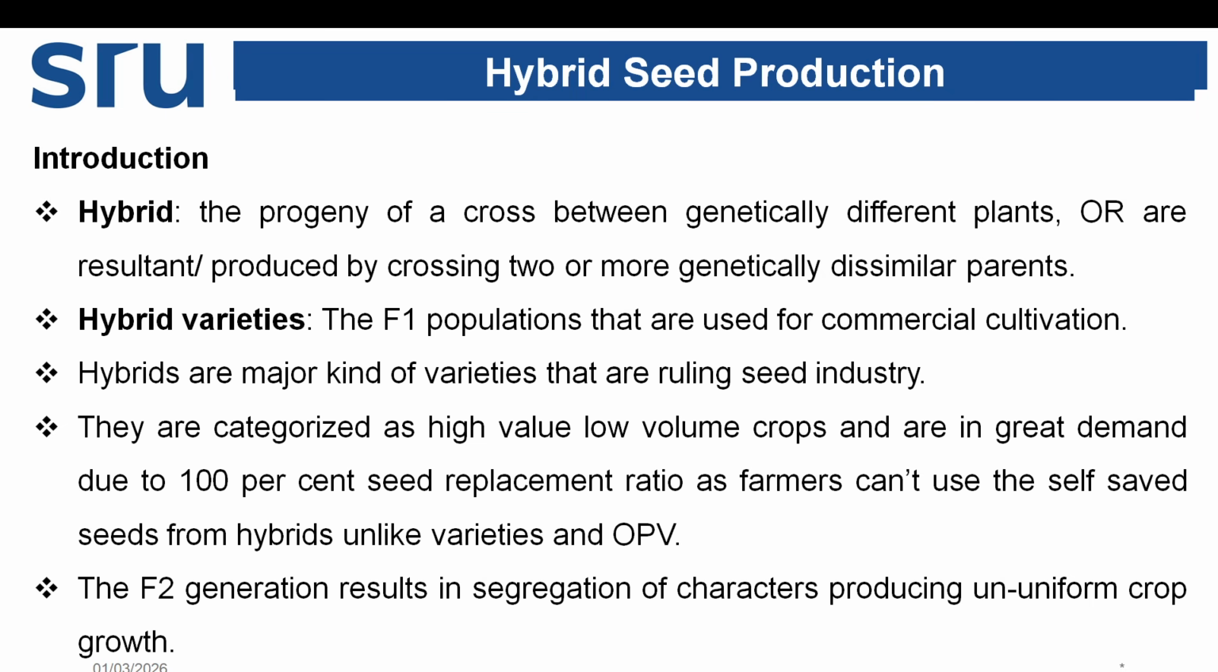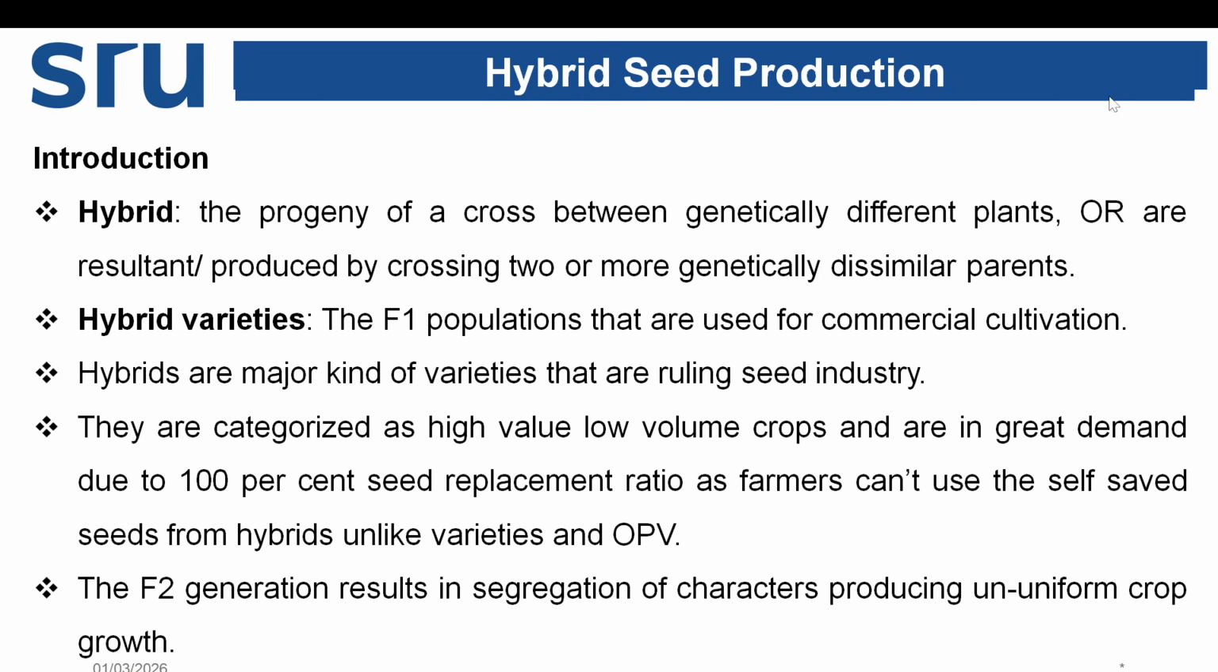And what are the hybrid varieties? The F1 populations that are used for commercial cultivation, those are hybrid varieties. Hybrids are the major kind of varieties that are ruling the seed industry at present. Right? So instead of varieties, hybrids are ruling the seed industry.